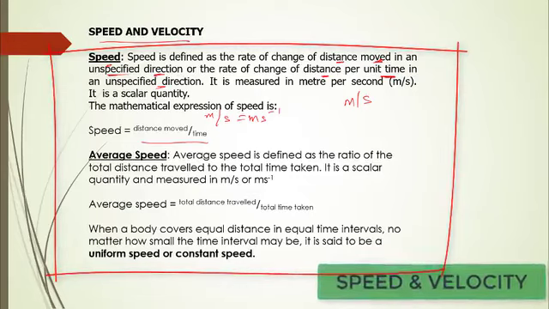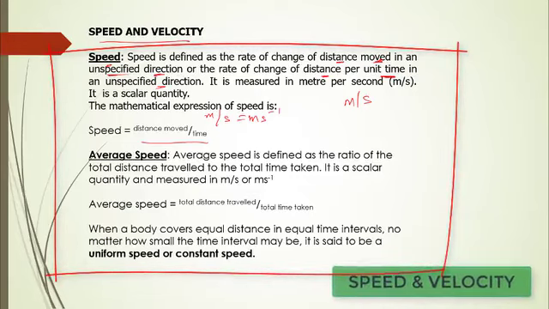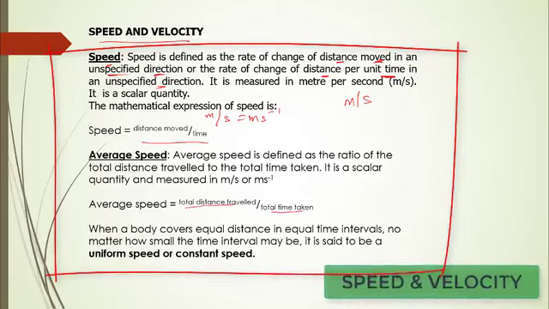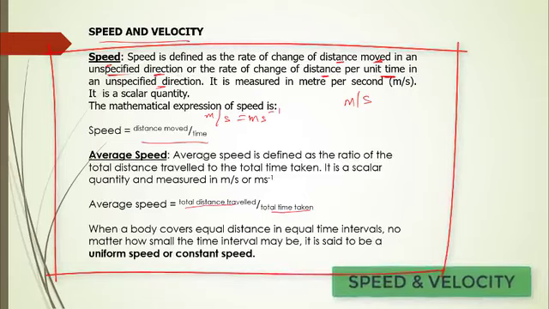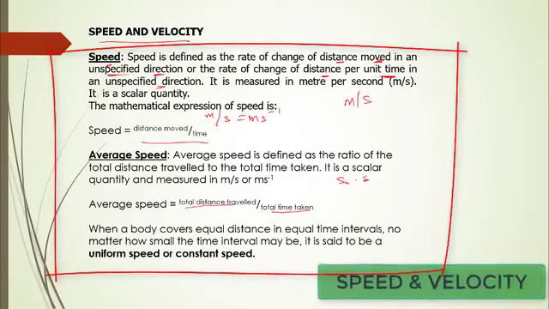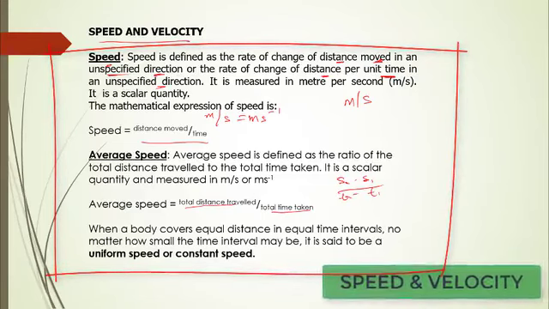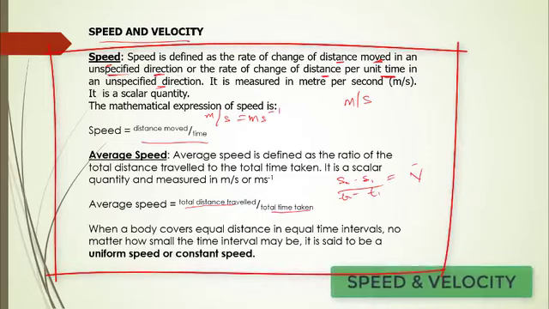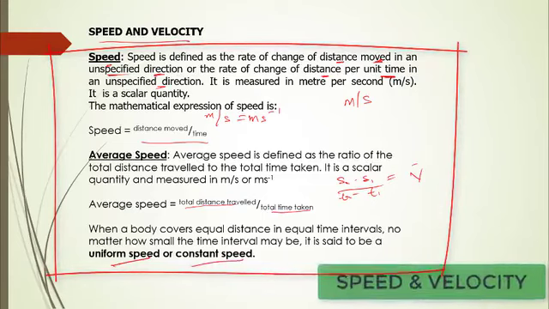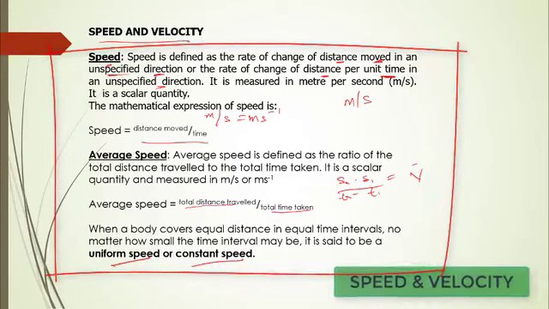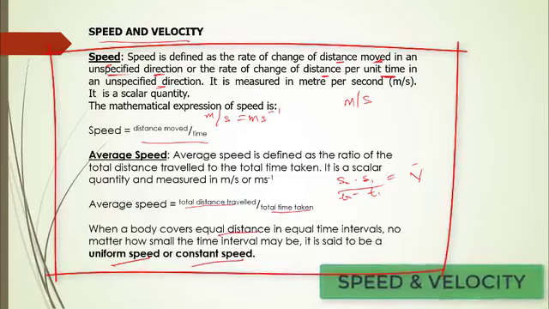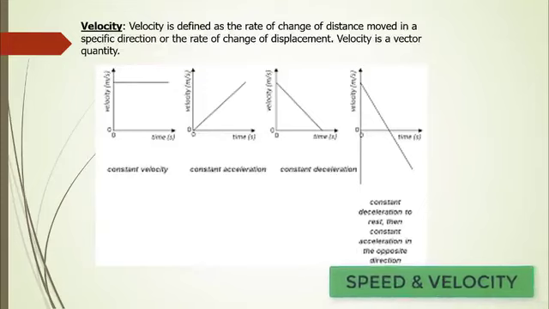How about average speed? Average speed is given when we have the ratio of total distance traveled to total time taken. So all we have to do is look at final distance minus initial distance, like S2 minus S1, over final time T2 minus initial time T1, and that gives us our average speed. It's important for you to note that uniform constant speed simply refers to when a body covers equal distances in equal time intervals, however infinitesimally small.